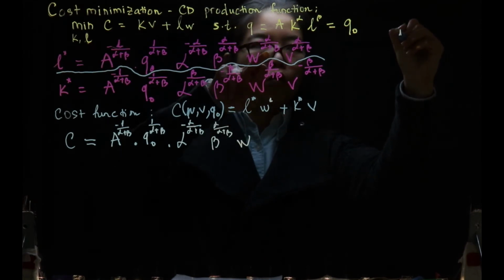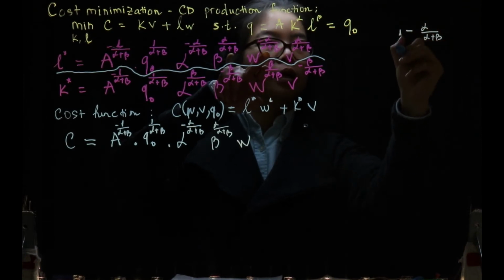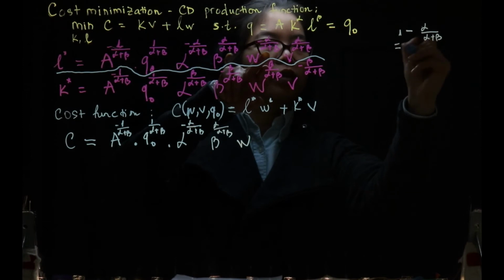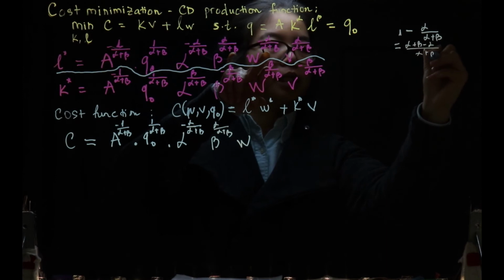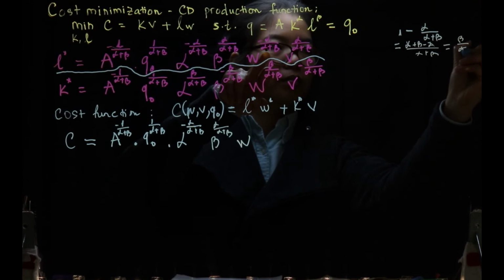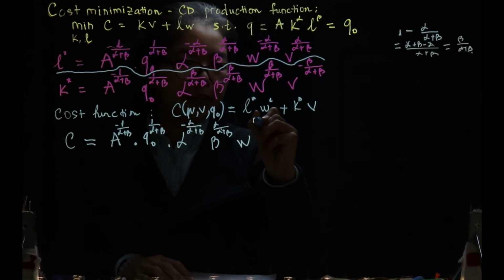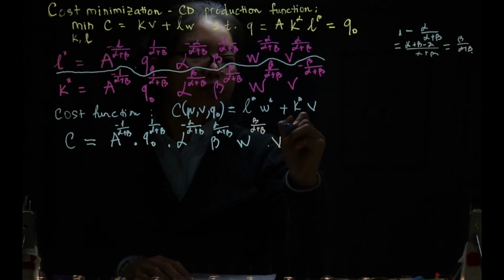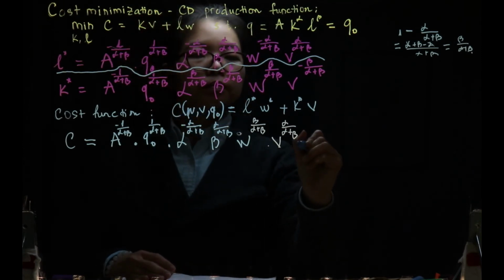So that would be 1 minus alpha over alpha plus beta, which, we have done that now, alpha plus beta minus alpha over alpha plus beta equals, alpha is gone, beta over alpha plus beta, right? So W to the power of beta over alpha plus beta times V, the same, alpha over alpha plus beta, plus.